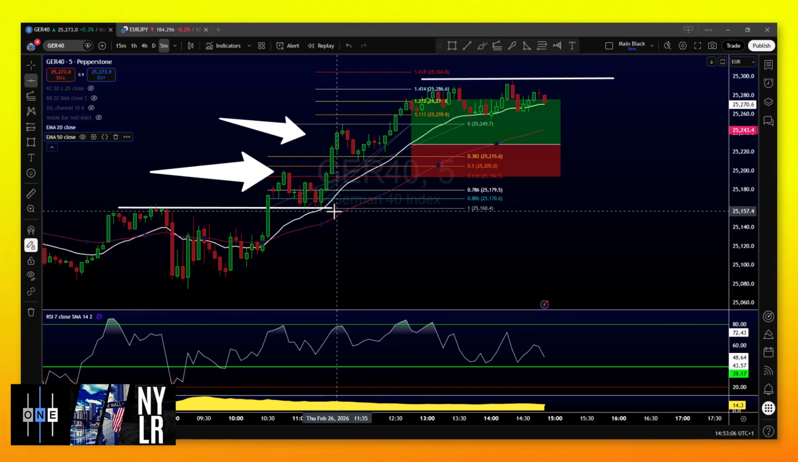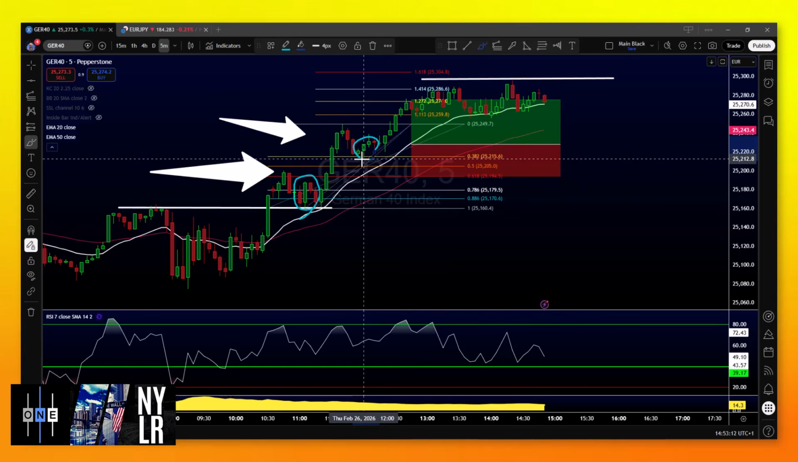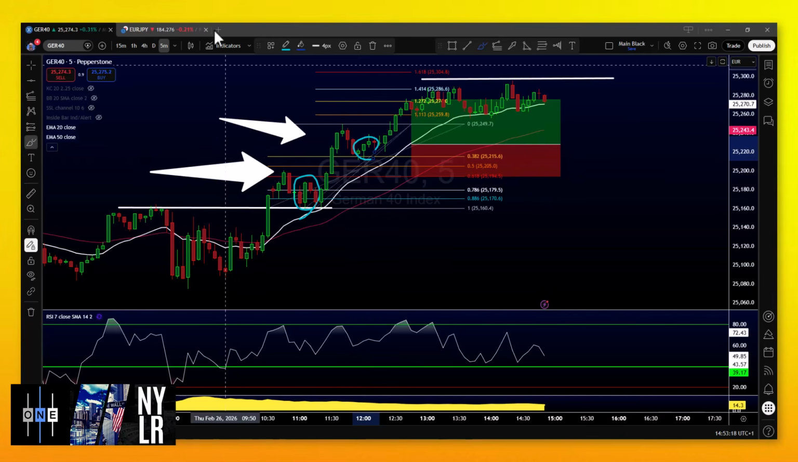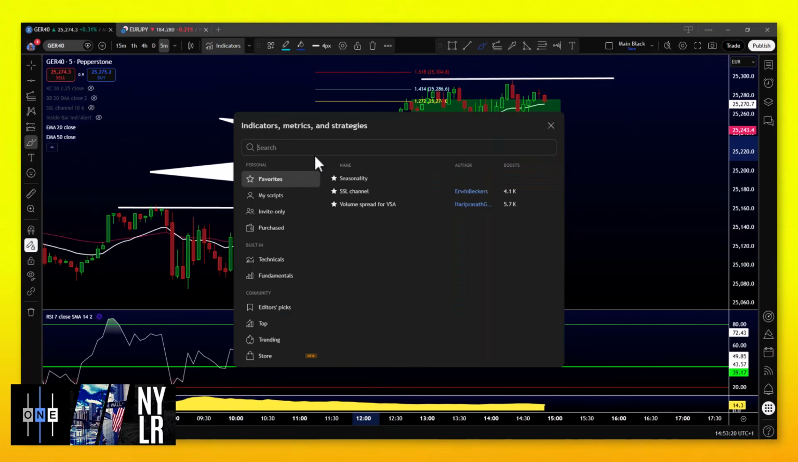EMAs, plural. Well, we have signal 1, which is right here. We certainly do. Signal 2, which is right here. We certainly do. Other things we may want to use. Let's throw on probably the most famous under the chart indicator. You can tell me what that is. Most popular one.